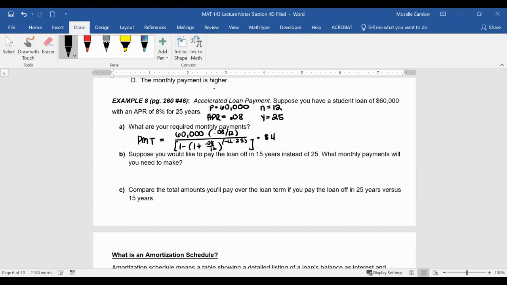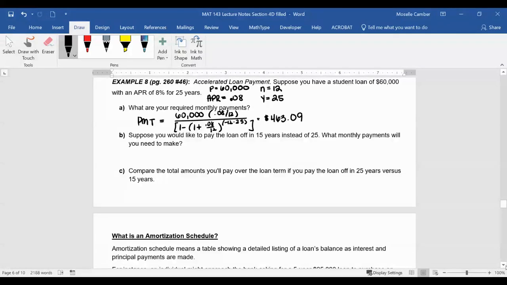And we get 463.09. On the student loan, we pay $463.09. Suppose instead you'd like to pay off the loan in 15 years instead of 25. What monthly payments will you need to make? So instead of having 25 years, we're going to change the Y to 15. So everything else stays the same.